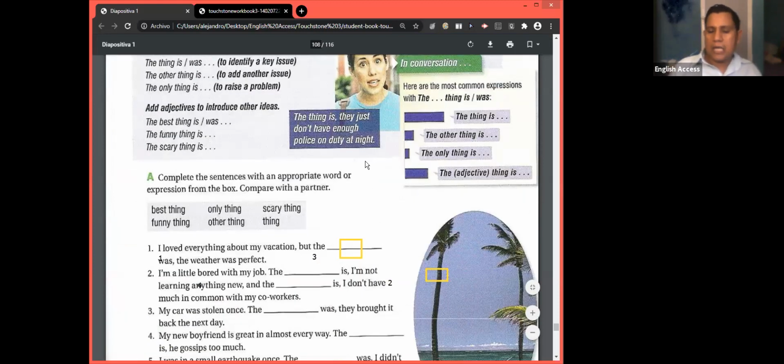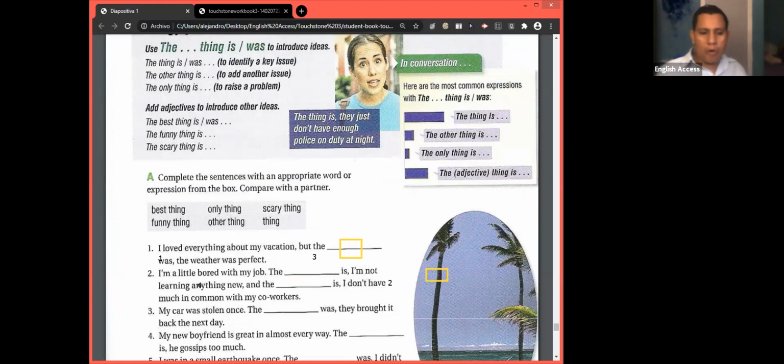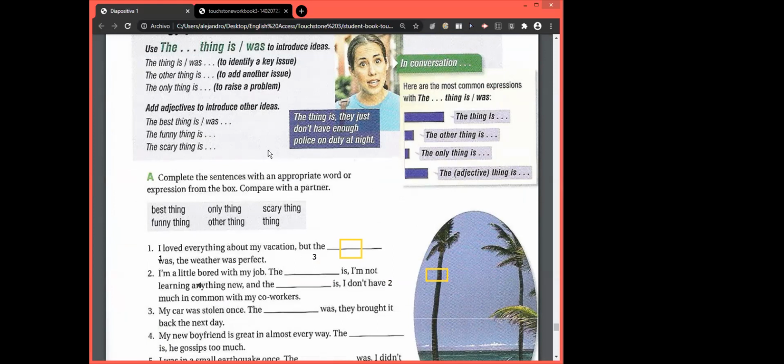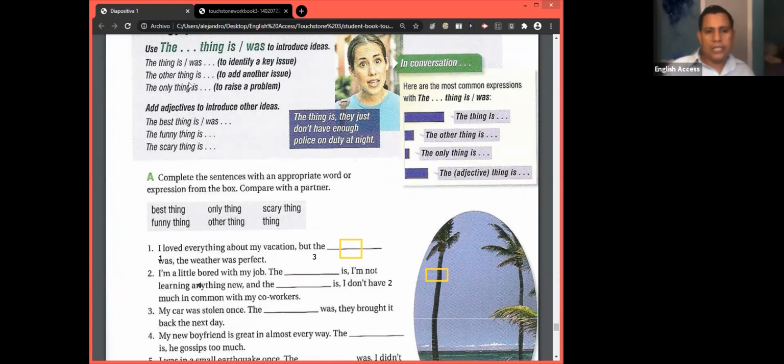Now, okay, guys, look, we're going to stop here, and for homework, page 94 and 95. Excellent. Very good, Diana. Thank you.